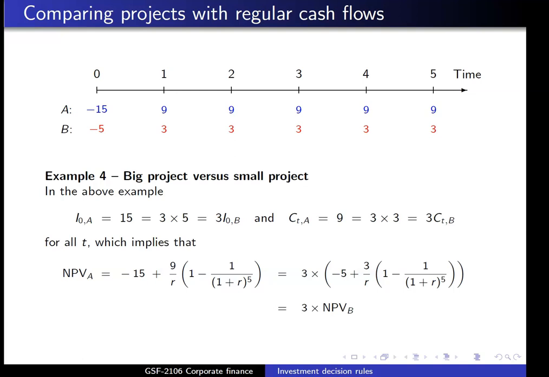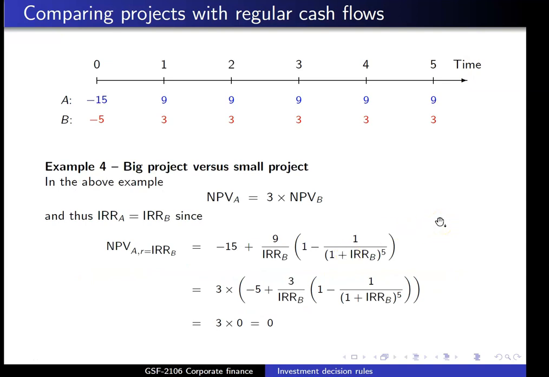When B is positive, A is 3 times better. When B is negative, A is 3 times worse. But anyway, when B is negative, A is negative as well, so we don't choose either of these two projects when this happens. This is what I show here. Because 3 times 0 is equal to 0, when the interest rate is such that the NPV of B is equal to 0, the NPV of A is also equal to 0. So both projects will have the same internal rate of return.